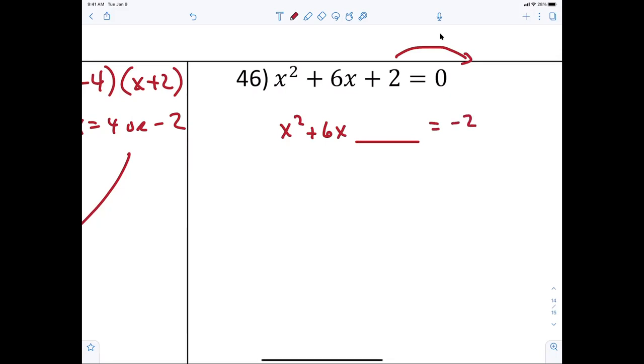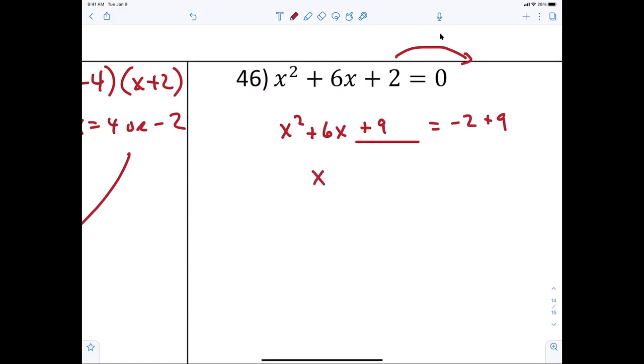All right. So now what am I adding to both sides? 9. Now it's the time to speak up, please, if you don't know why it's 9. I'm adding 9 to both sides. Anybody? And now it's what?